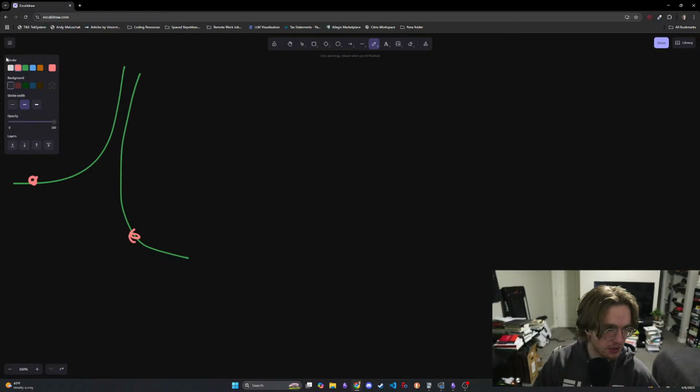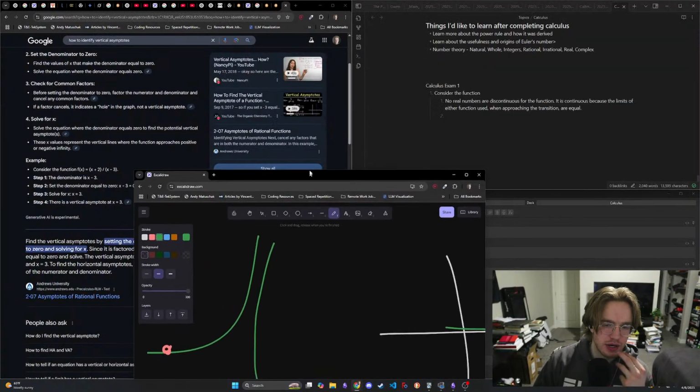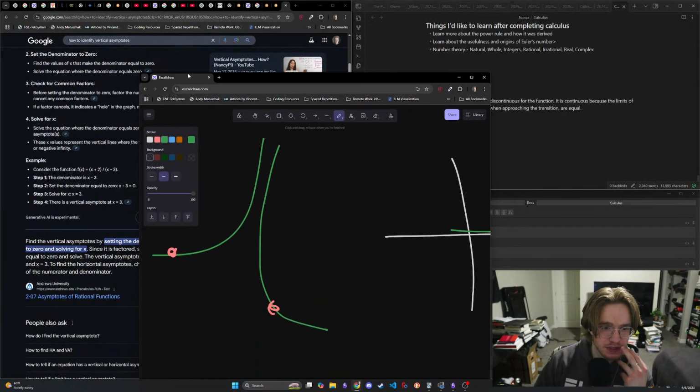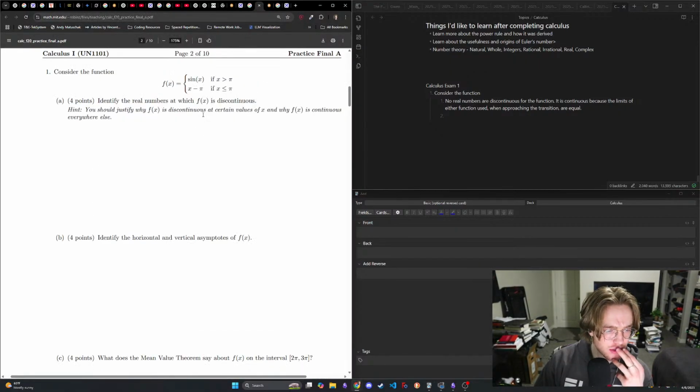Oh, I don't want to do that. I want to do white. We have a vertical asymptote when, as we approach a given point, y gets arbitrarily large for a given x, and then depending on the type of asymptote, maybe it looks like this. So let's try to resolve it and then get some feedback and then see where we're at.